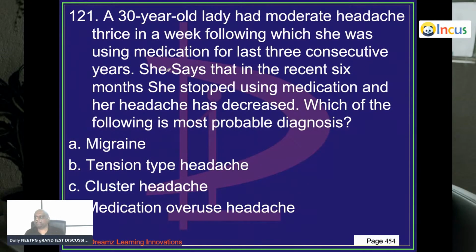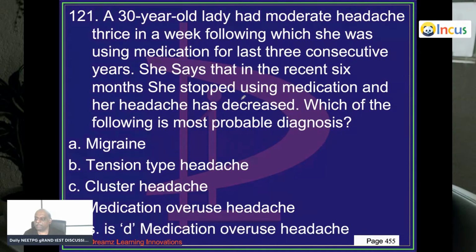A 30-year-old has moderate headache thrice a week. She says that in the recent 6 months she stopped using the medication and her headache has decreased. So what is it? Medication overuse headache. Which headache is common in males? Cluster headache. Which headache requires oxygen inhalation? Which is a tight band-like headache? Tension headache. In which headache may the patient say, oh my God, the flesh in my eye is being torn out? Cluster headache. Which headache has rhinorrhea and all the features of autonomic hyperactivity?